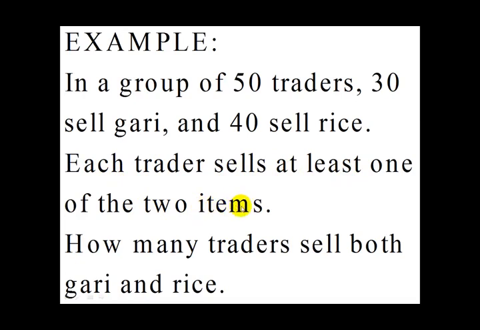Now I go over the question. In a group of 50 traders, 30 sell gari and 40 sell rice. Each trader sells at least one of the two items. So how many traders sell both gari and rice?